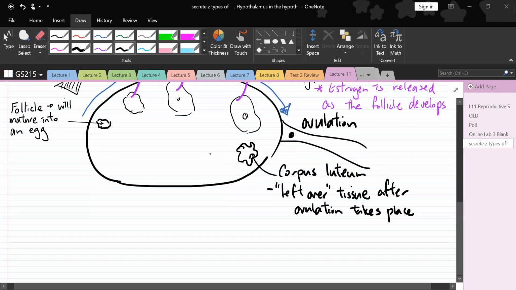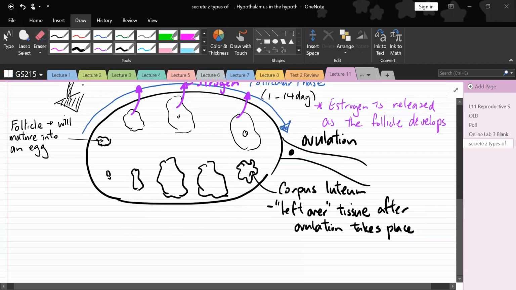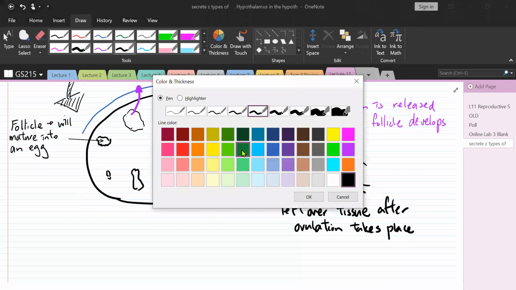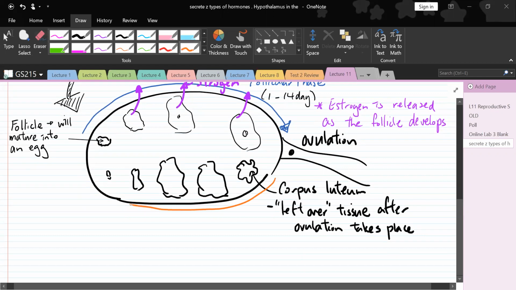Now this corpus luteum will grow a little bit, it will get bigger. But then after a while, it will just start to break down again. So this second half of the cycle, that is marked by the presence of the corpus luteum, we call this the luteal phase. Luteal phase, which would be 14 to 28 days.